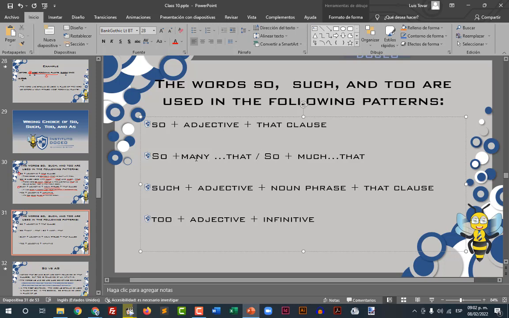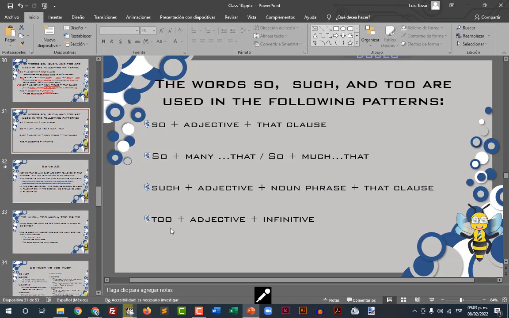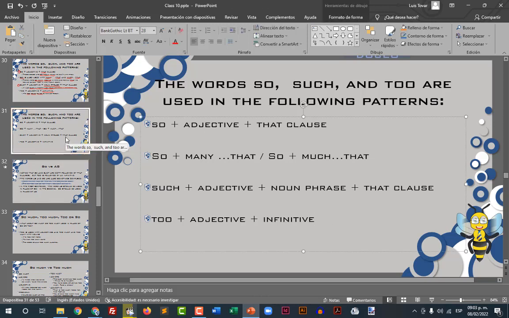Obviously, if you use many, it's because the noun that you're talking about is a countable noun, and if you use much, it's because it's an uncountable noun. That's right. With such, we have such, adjective, noun phrase, and a that clause. If you compare structures number one and number three, the only difference is that here we have a noun phrase. Then we have too plus adjective plus an infinitive verb. Is this clear? Perfect.